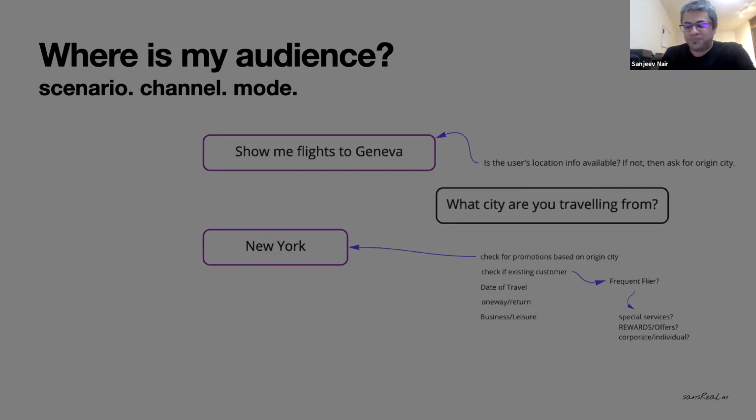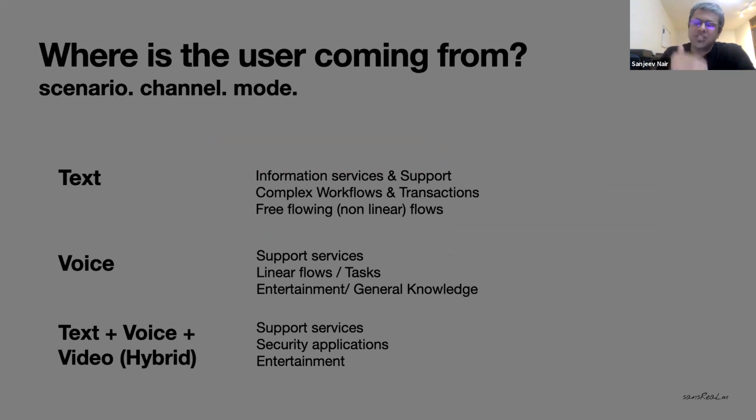So over time, we've seen that based on scenarios, text is basically a great medium. It's been there for a long time. Complex conversations can be designed on there. You can have various workflows. You can do non-linear flows very well. And you can really engage the user. Voice works better for support services, wherein the primary data about the user is already there, and you can just register a problem, things like that. Or linear flows and tasks can be done. Or entertainment, as you see in IoT devices, can be managed on voice. But the most promising area I see is a hybrid conversational experience, which involves text, voice, and video.